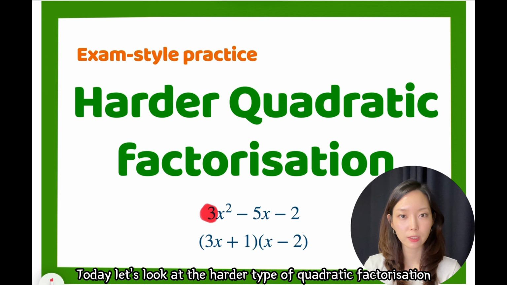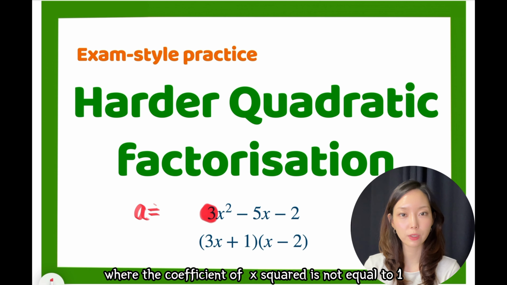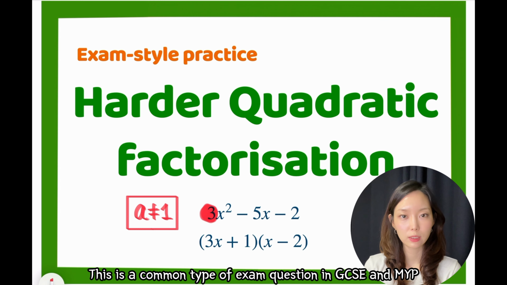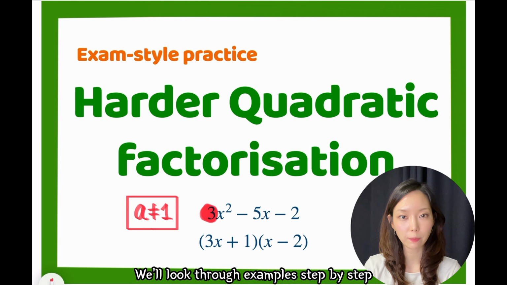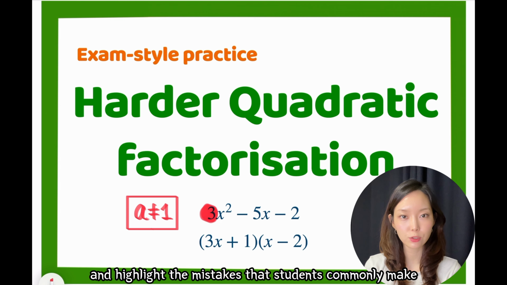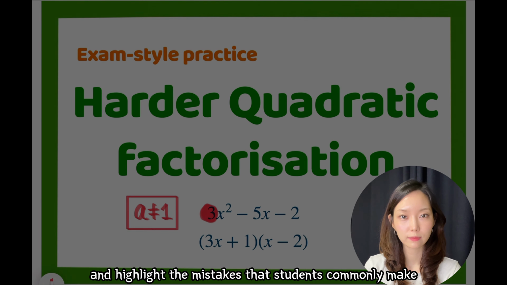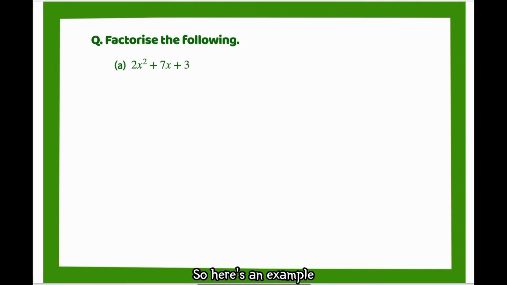Hi everyone, today let's look at the harder type of quadratic factorization where the coefficient of x squared is not equal to 1. This is a common type of exam question in GCSE and MYP. We'll look through an example step by step and highlight the mistakes that students commonly make. So here is an example.